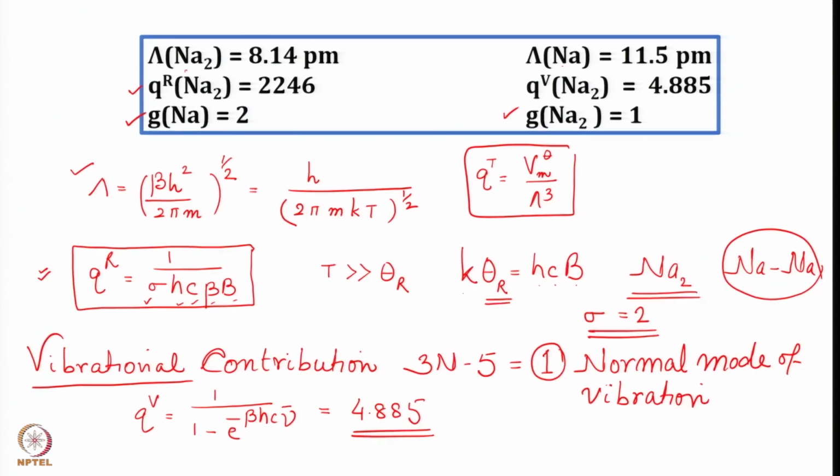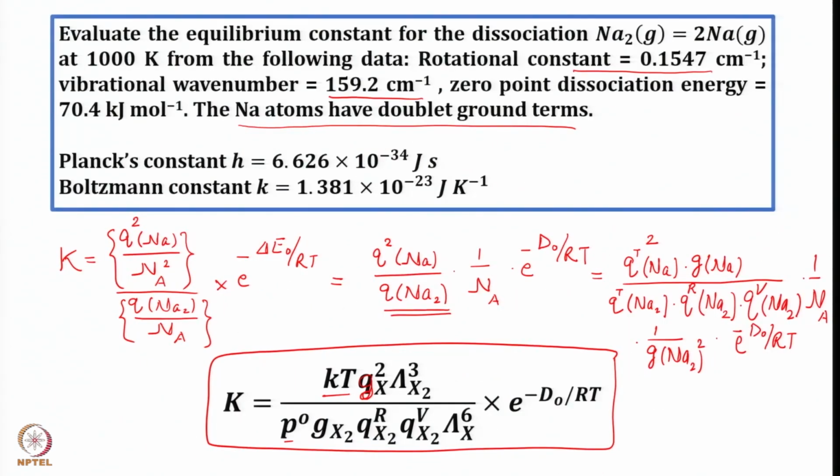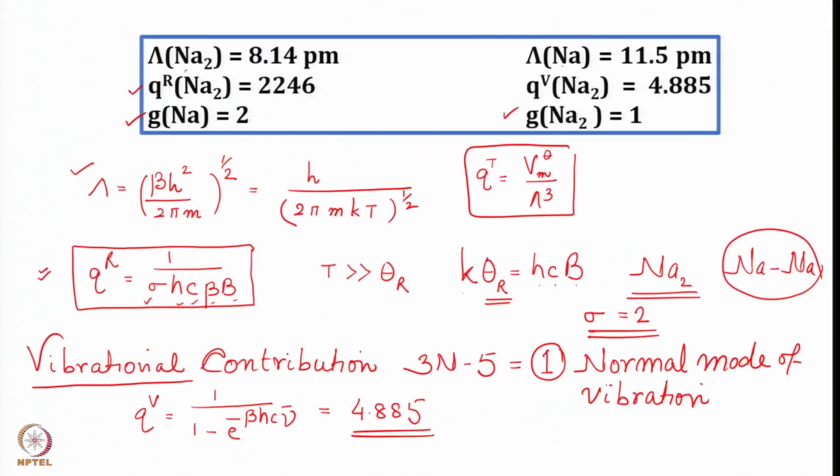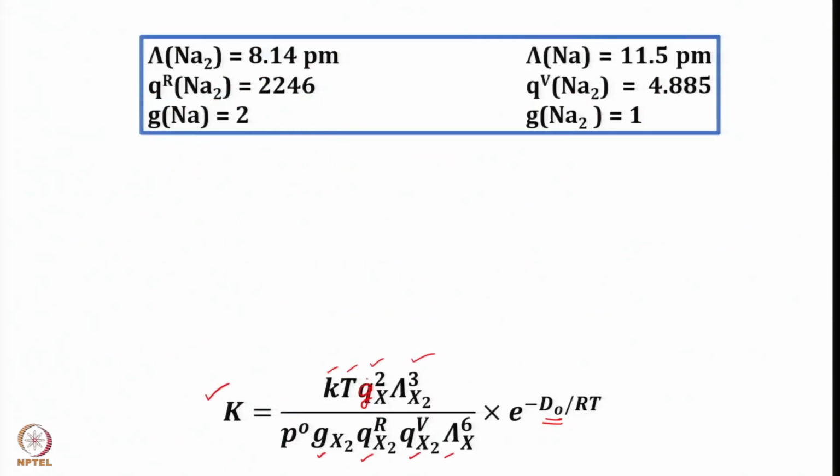Let us look at whether it is given or not. The 0 point dissociation energy is 70.4 kilojoules per mole. Therefore, since we are given the value per mole, you will use d0 by RT. If it were given per molecule, then you would have used d0 by KT. The value of P naught is equal to 1 bar.